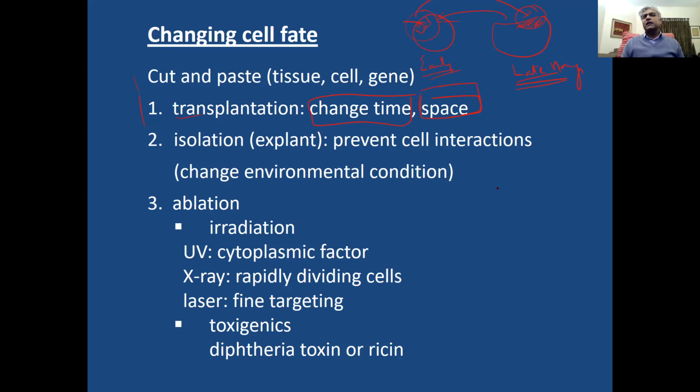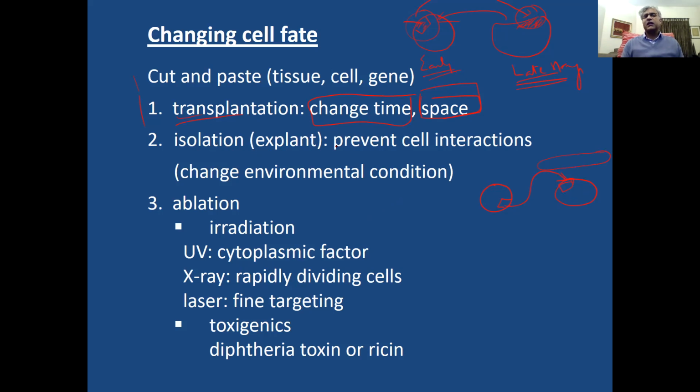For example, let's say we take the same stage embryo. You remember the experiment from Hans Spemann. You take a piece from the dorsal lip of the blastopore, and instead of transplanting it here, you transplant it at a different location. So the location of the cell is different, and then you see if it develops into the same thing. What we learned in that case was that it developed into a whole small-sized embryo. So in such cut and paste or transplantation experiments, you maneuver both time and space.